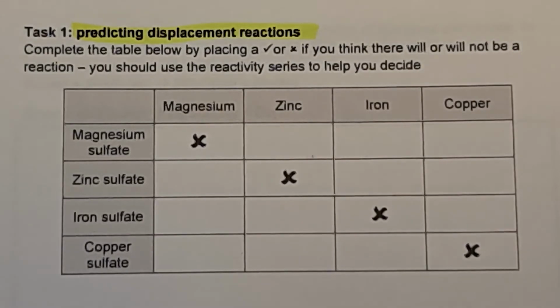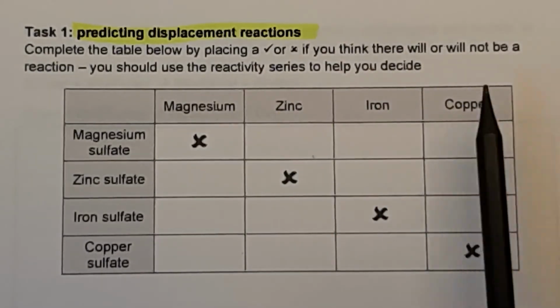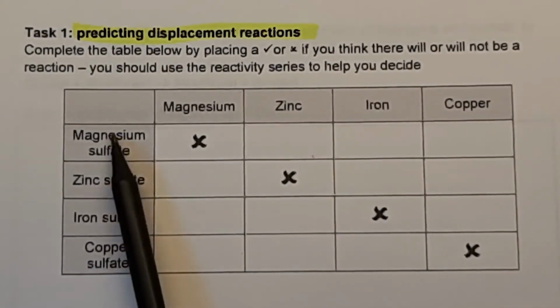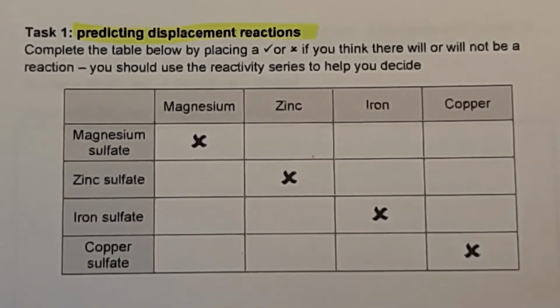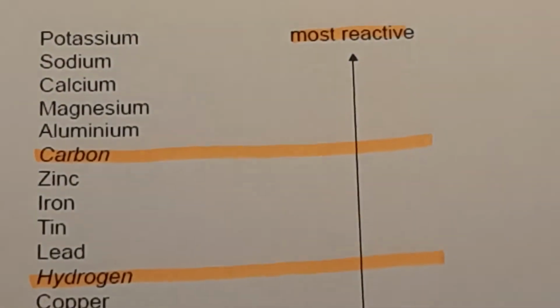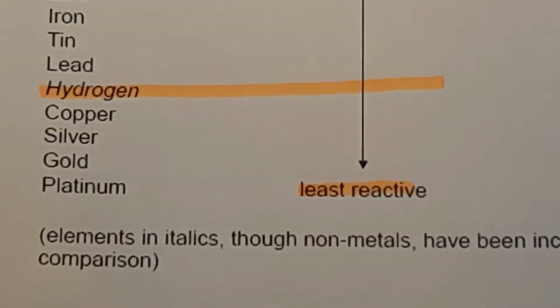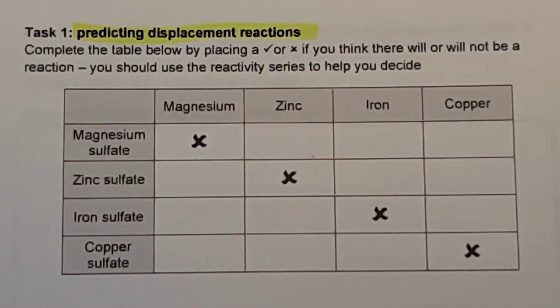So the metal that comes in must be more reactive than the metal in the compound in order for it to displace. And you can find that out from your reactivity series, which we have a copy of at the beginning of our booklet and earlier on in lesson 2. So pause the video whilst you work out whether it will react with a tick or not react with a cross, and then we'll go over this together.